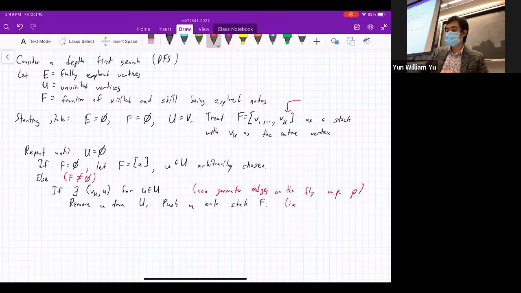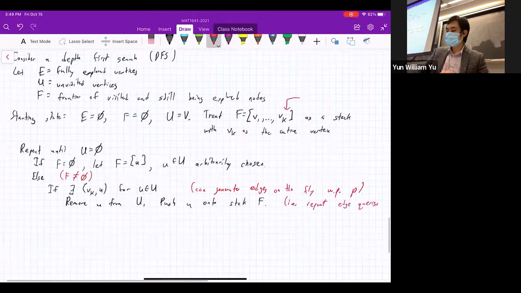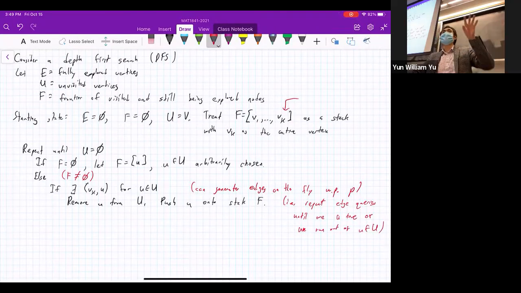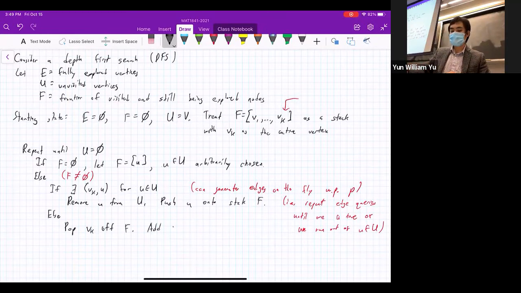So what we're doing is repeating edge queries until one is true, or we run out of new nodes. If you run out, that means that's the terminus, and then you go up a step on the stack. So else, if there doesn't exist something like that, we're going to pop v_k off F, because we're finished exploring v_k, and then we add v_k to E as the set of fully explored nodes.